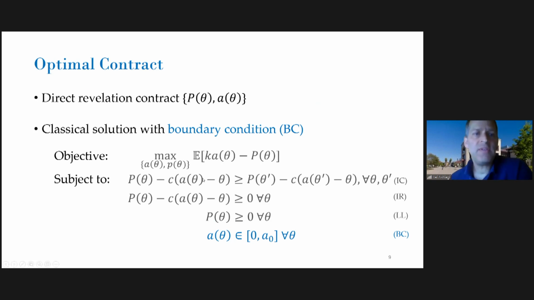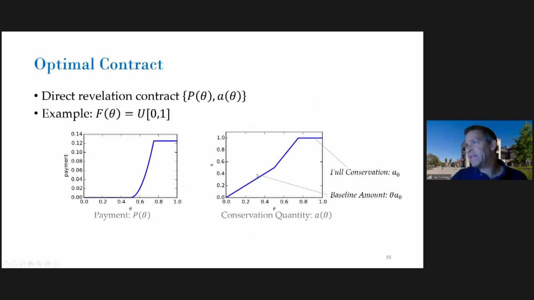Okay, so you can solve this using standard techniques. There's nothing novel here. And what you get is an example of an optimal contract when the distribution for conservation follows a uniform distribution between 0 and 1. What you see here is the direct optimal contract. On the left, you see the payment structure, how it depends on theta, and on the right, how the conservation quantity in the optimal contract depends on theta.